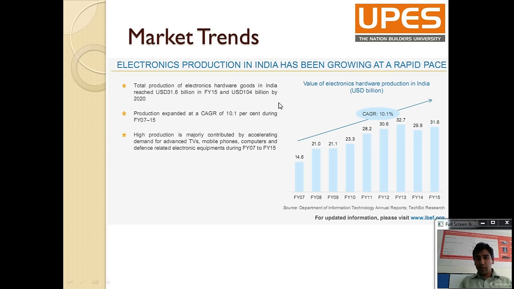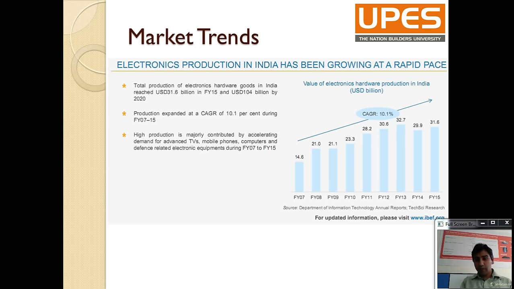This is a prediction, and the research has been done by the Department of IT, annual reports, TechSci Research, and the India Brand Equity Foundation. These are third-party researchers who keep an eye on the trends going on. So there are prospects in the Indian electronic market, and upcoming jobs and career possibilities are also there.